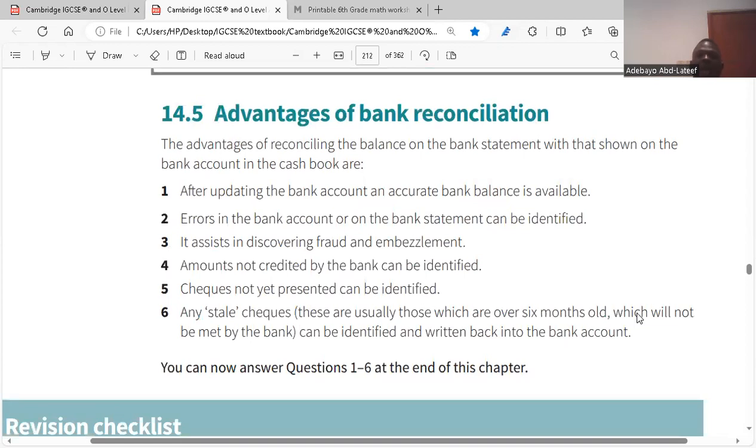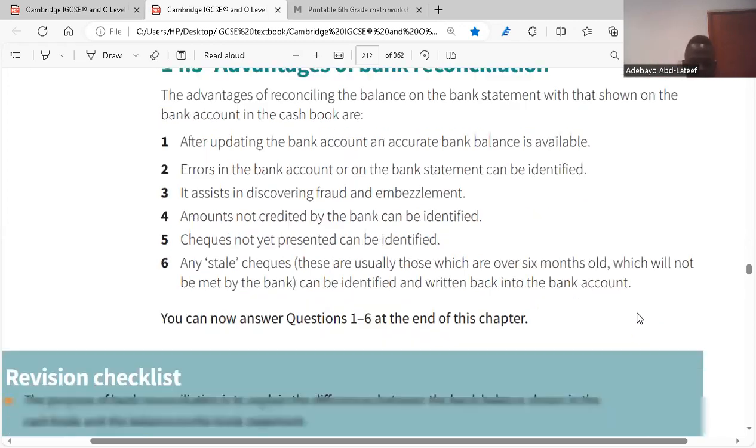Yes. The second point, errors in the bank account or on the bank statement can be identified. When you are reconciling, whatever error is there, you would be able to see it. Do you understand? Yes. You'll be able to detect errors that are either in the bank statement or the cash book. That's the second point. The third point, it assists in discovering fraud and embezzlement. So you would know if your accountant is taking your money or not. Because whatever goes into the bank will come with an instrument. Yes or no? Yes. So you have the instrument to confirm if all those payments were really made or not.